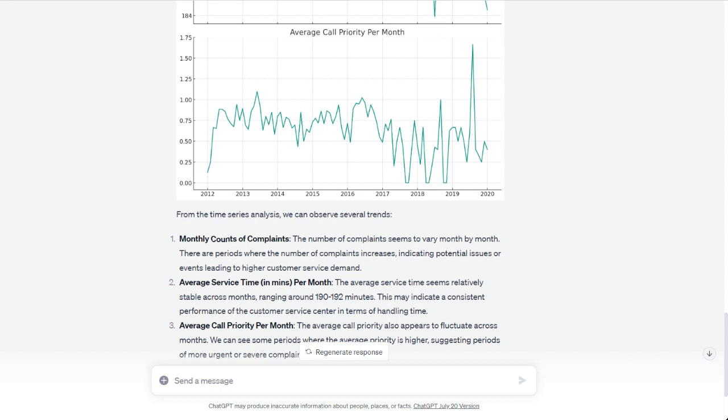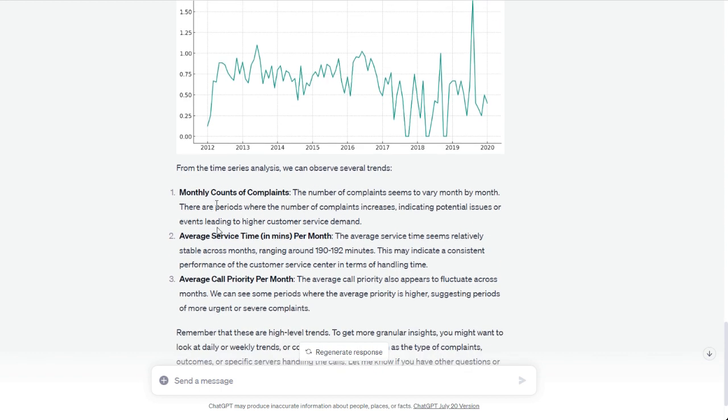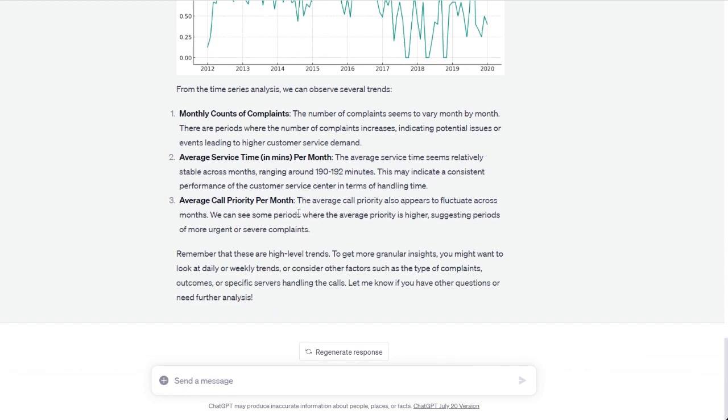Yeah, interesting. Okay, so from the time series analysis, we can observe several trends: monthly count of complaints, average service time, average core priority. The average core priority also appears to fluctuate across months. We can see some peaks. So it's telling you a story. It's telling you quite a meaningful story here, which is what we would do as data analysts, right?